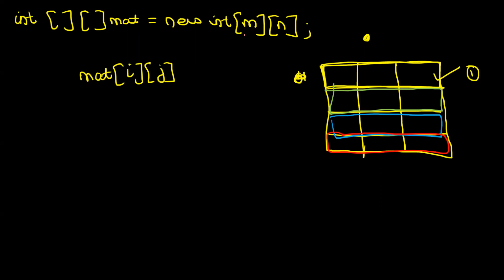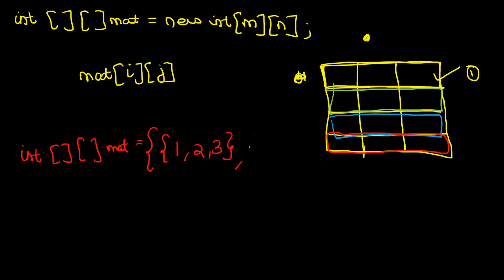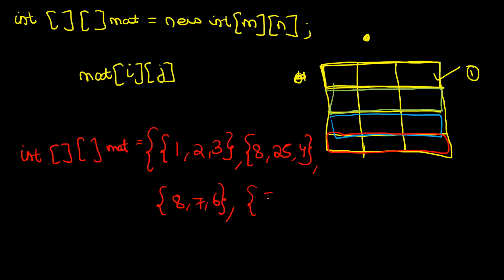Now the other way, you will understand better. Another way of making a 2-dimensional array is something like this. int mat, and within curly braces, I can specify the numbers. Let's say in the first row, I will have 1, 2, and 3. My second row will consist of 8, 25, and 4. My third row will consist of 8, 7, 6. My fourth row will consist of 6, 5, 4. And then you end.